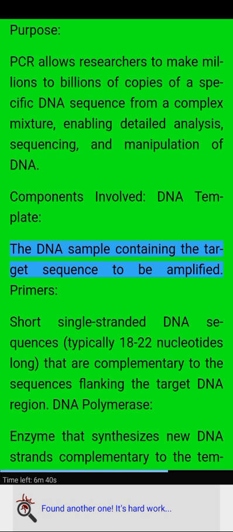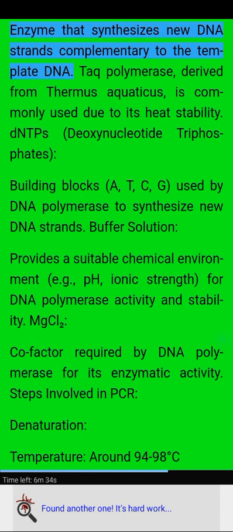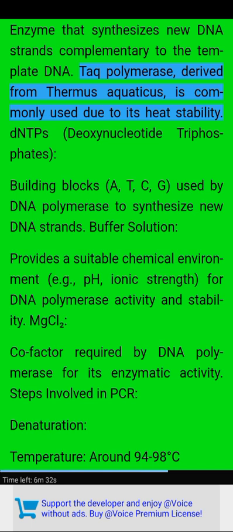Components involved: DNA template. The DNA sample containing the target sequence to be amplified. Primers. Short single-stranded DNA sequences, typically 18 to 22 nucleotides long, that are complementary to the sequences flanking the target DNA region. DNA polymerase. Enzyme that synthesizes new DNA strands complementary to the template DNA. Taq polymerase, derived from Thermus aquaticus, is commonly used due to its heat stability.